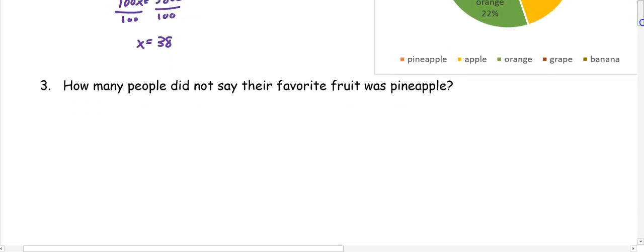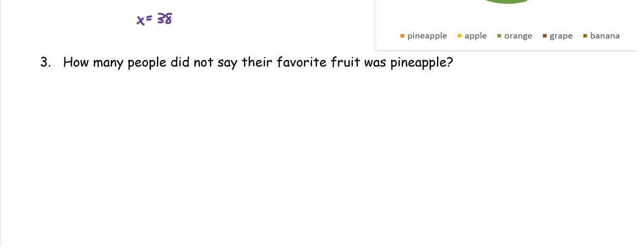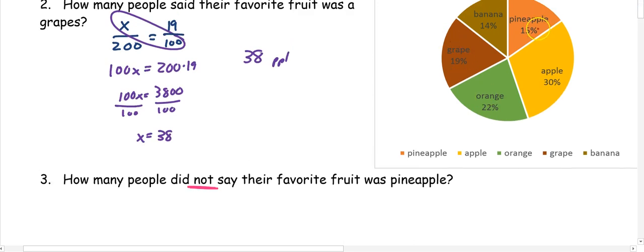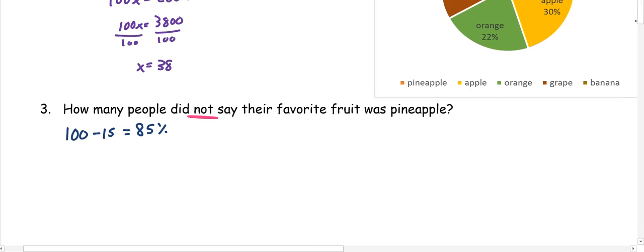In number 3, how many people did not say that their favorite fruit was pineapple? So first we want to look at this and see that 15% in fact said pineapple was their favorite, but we want to know who did not say pineapple. So we're going to take 100% and subtract the 15% of the people that did say pineapple, and we get 85%. So 85% of people said that pineapple was not their favorite fruit.